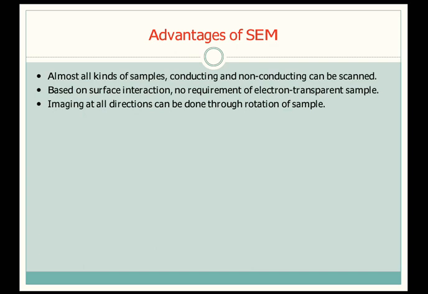Imaging in all directions can be done through rotation of the sample. That is, we can take the images of the specimen from all directions. By rotating the sample, on the bottom of the specimen plate there will be a rotating plate. So from that plate we can rotate the specimen and we can get all directional images.